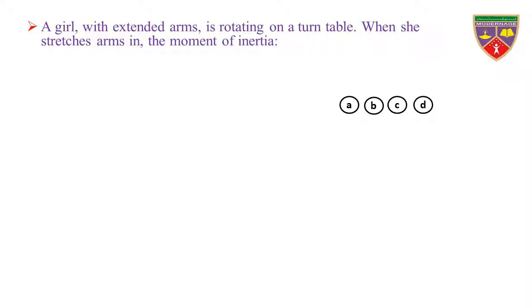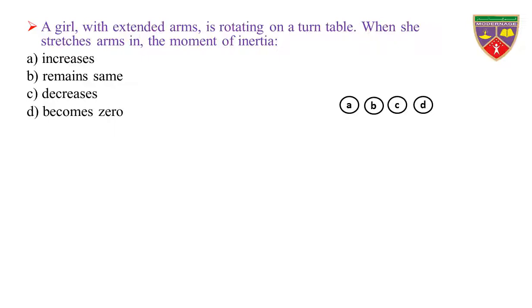A skater with extended arms is rotating on a turntable. When she stretches arms in, the moment of inertia, option A increases, option B remains same, option C decreases, option D becomes zero. The key is decreases. Therefore, the correct option is C.